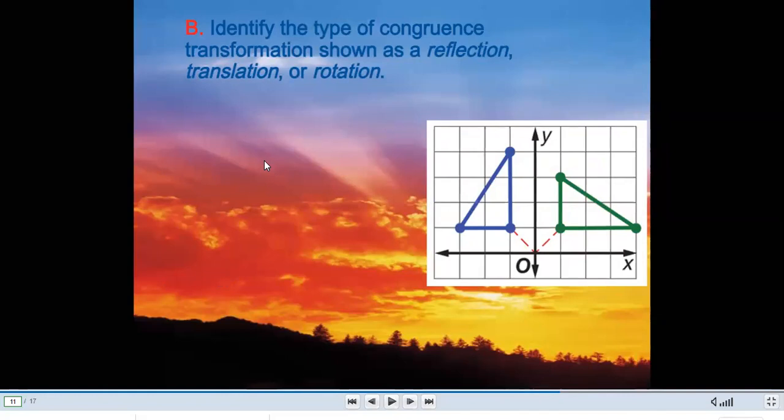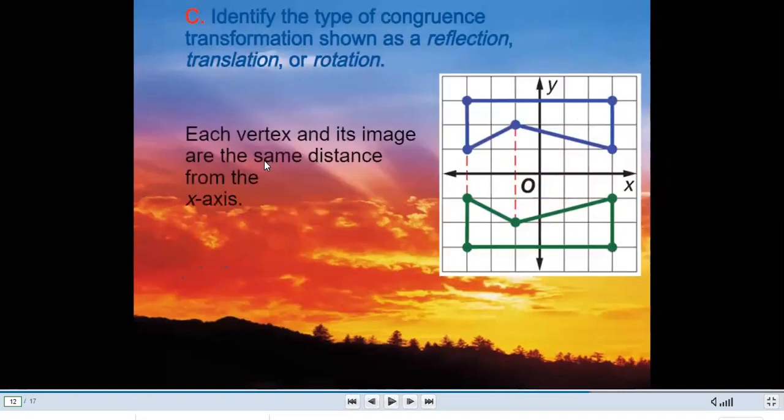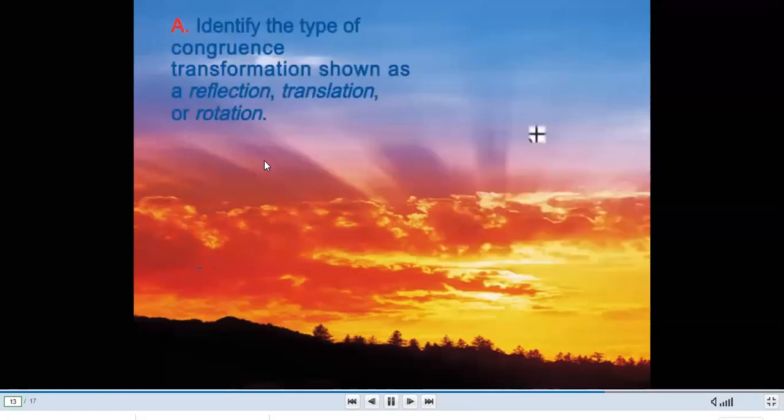Rotation. With which angle? 90 degrees clockwise. This is a rotation 90 degrees. What about the last one? This one is reflection across the x-axis. Yes, so this is the reflection.